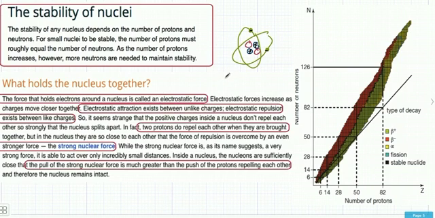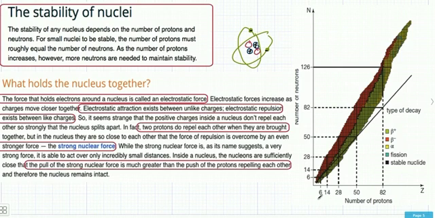And the electrostatic force acts between opposite charges. Okay, so that's keeping that together. Now the stability of the nuclei inside this atom actually depends on two things, the protons and the neutrons, but the number of neutrons to protons, that is the ratio of neutrons to protons. And it says here in this box, for small nuclei to be stable, the number of protons must be roughly equal to the number of electrons.